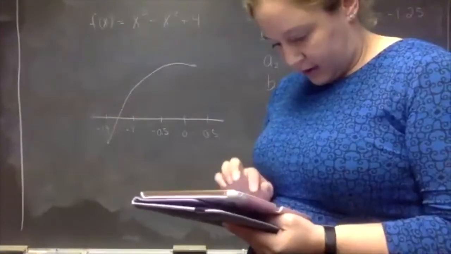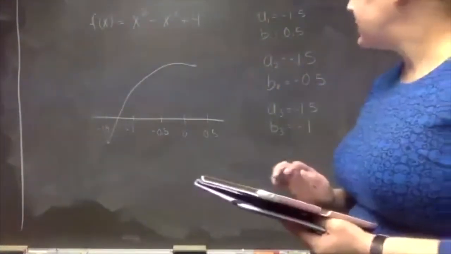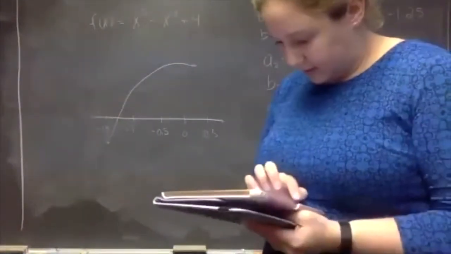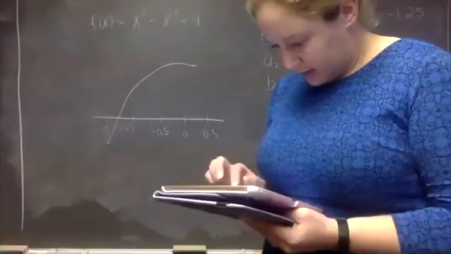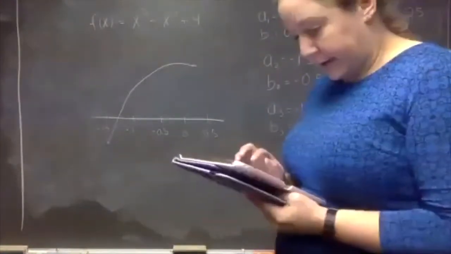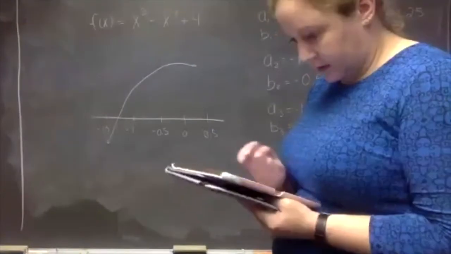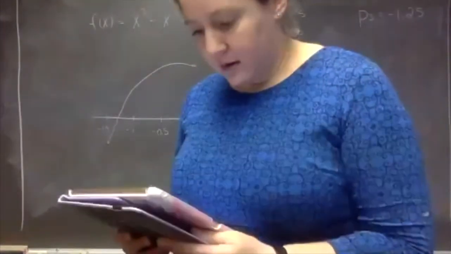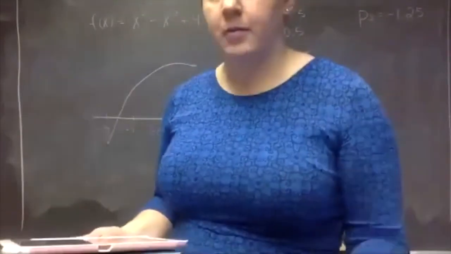1.25 cubed, and then minus negative 1.25 squared, plus 4. Okay. And so I'm getting 0.4, blah, blah, blah.